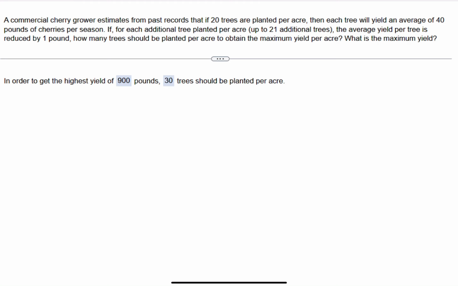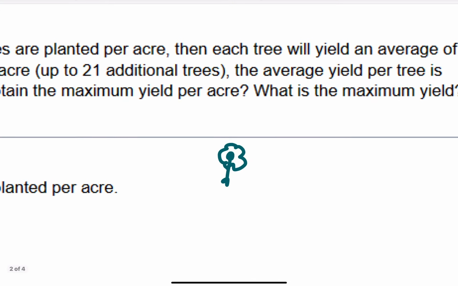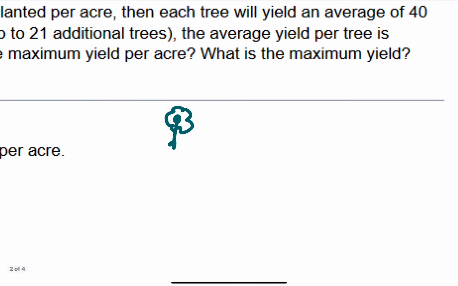So let's go ahead and use my artistic skills here, and let's say I have a tree. Each tree yields, how much does it yield? Each tree yields 40 pounds. So this tree yields 40 pounds.